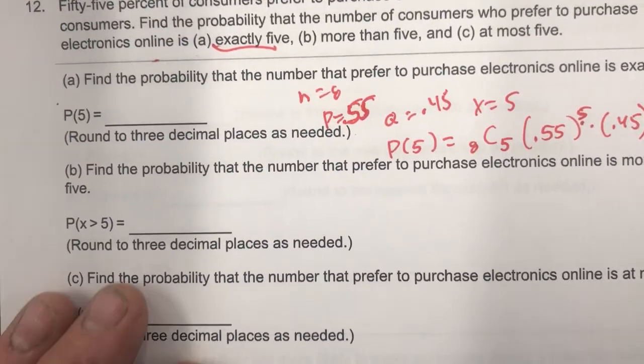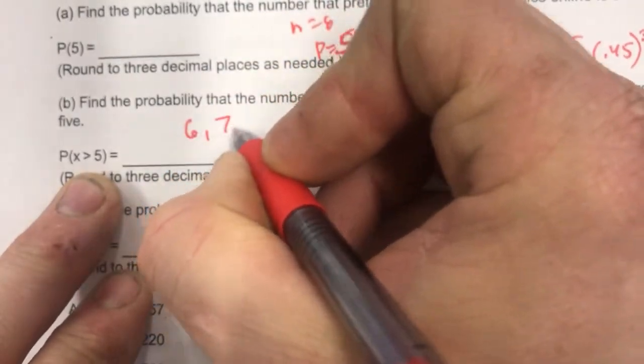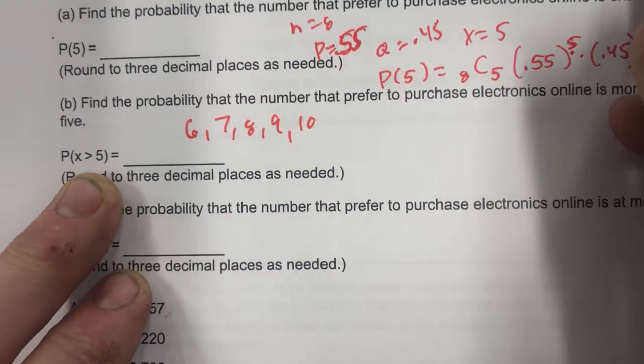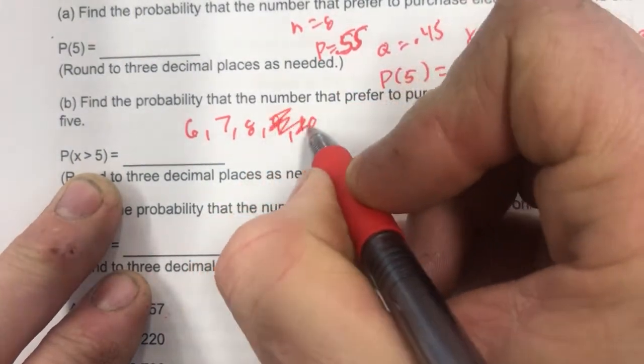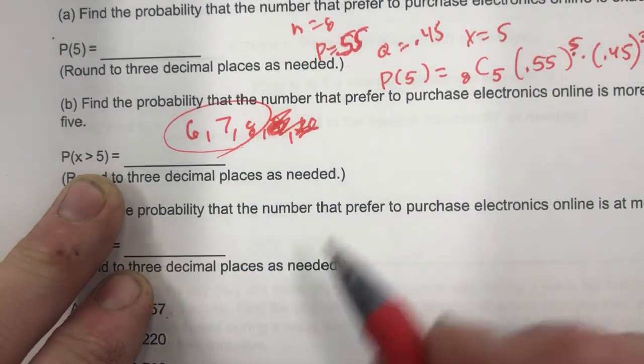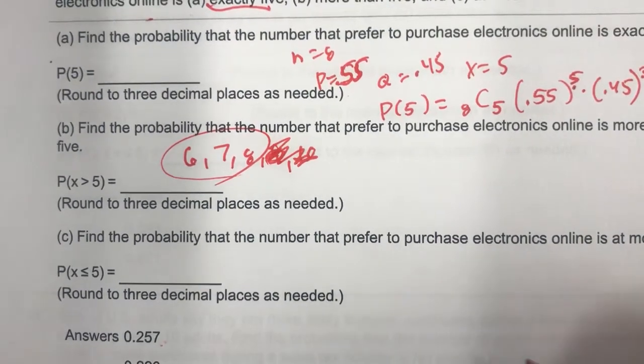Now, I'm not going to do all this, but right here it says probability that x is greater than 5. That means I'm going to have 6, 7, 8, 9, and 10. Oh, wait a minute, I'm sorry, it only goes to 8. n is 8, I mean. So I'm just going to do those 3, and I'll add them together. Okay, maybe I should do that one.